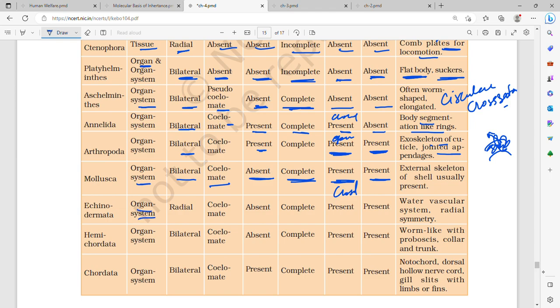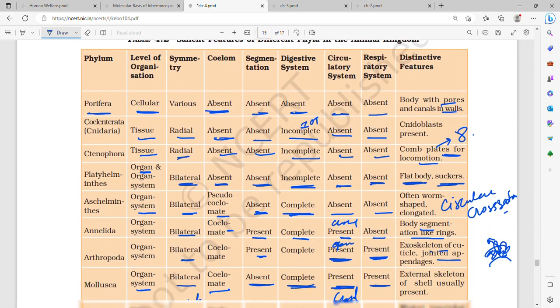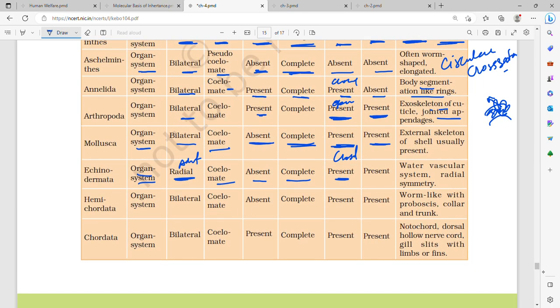Echinodermata has organ system level of organization. It is radially symmetrical in adults, bilaterally symmetrical in larvae, true coelomates, no segmentation, complete digestive system. Circulatory system is present, respiratory system is present. Water vascular system, radially symmetrical, and the mouth is on the ventral side and the anus is on the dorsal side.